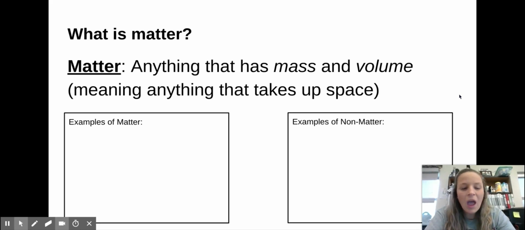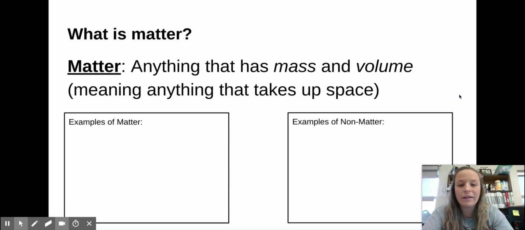Okay, welcome back. Hopefully you have had your teacher, me, or another adult in the room sign off that you have all of your examples of matter and non-matter, and we're all on the same page here. So next, we're going to look at different types of matter, states of matter, the forms that matter can come in. Are you sick of hearing me say matter yet? That's too bad.